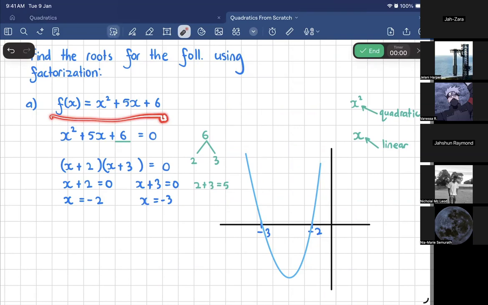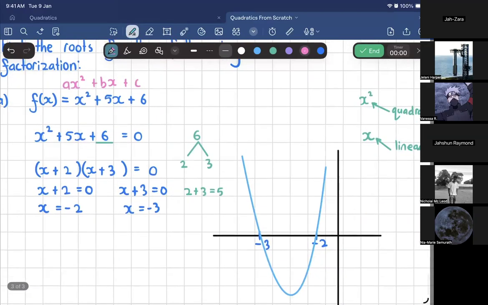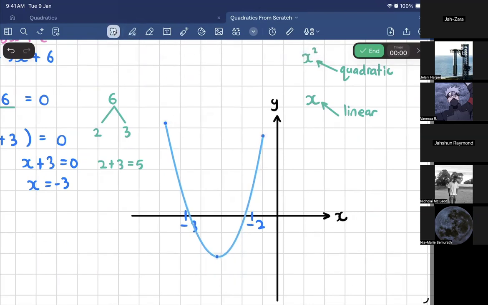Yes, sir. If you're confused, remember, this is a form of a quadratic: ax squared plus bx plus c. Christian, if we compare, what do you think c is? C is 6. Exactly, and that tells us the y-intercept. That is telling us where my curve is going to cut my y-axis. So remember, guys, this is the y-axis and this is the x-axis. Let me just organize my graph better. Give me a moment.